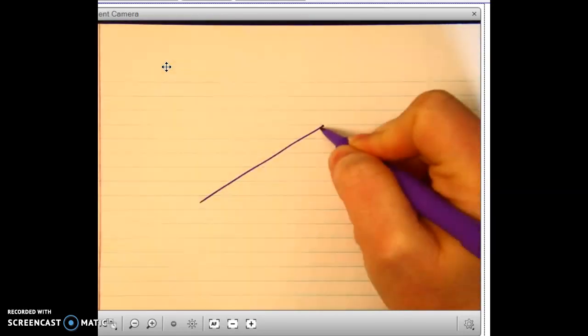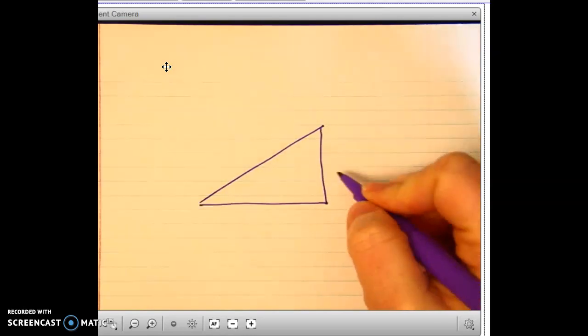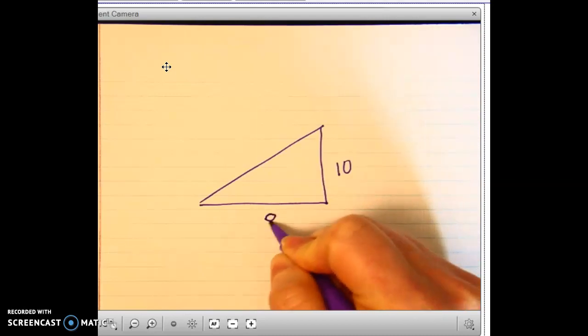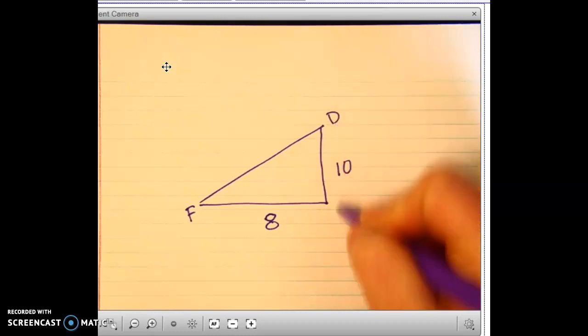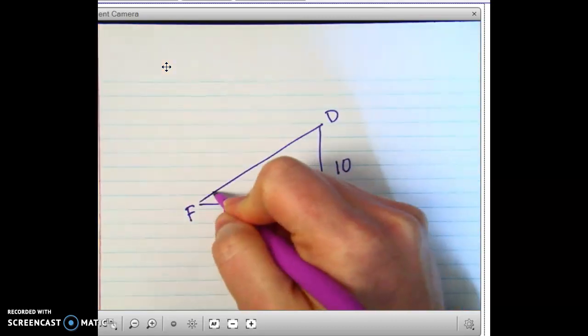So the first one is the triangle question, where one side is 10, one side is 8. This is angle FDE. So you are looking for the measure of angle F here.